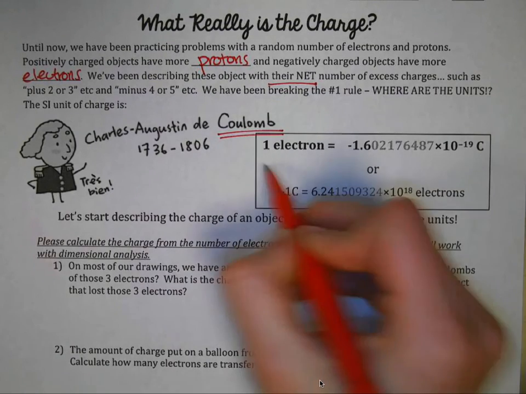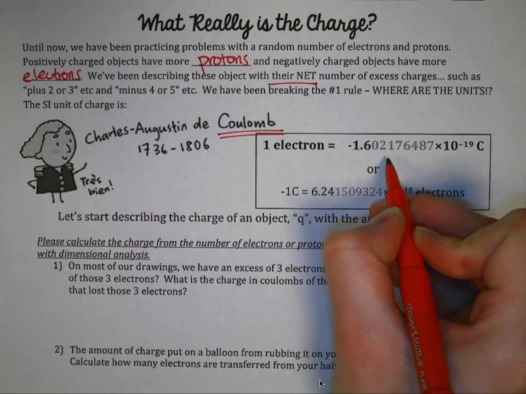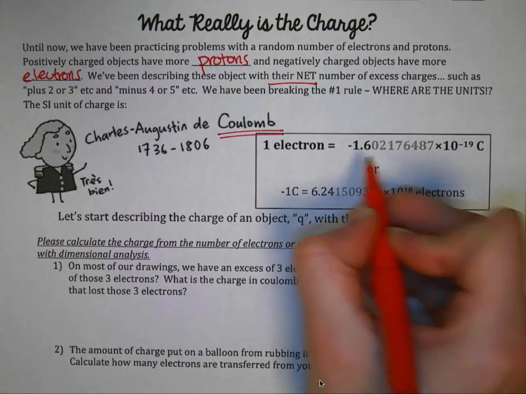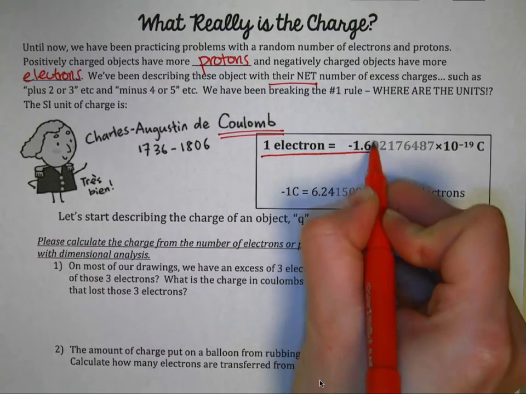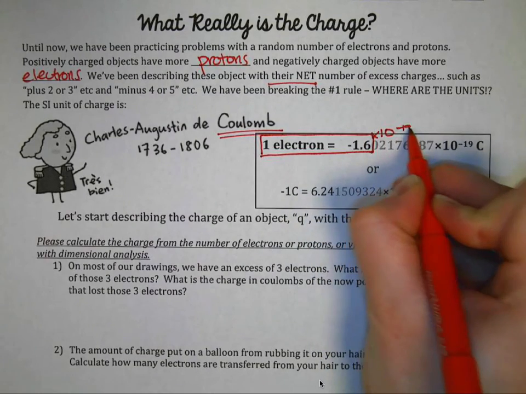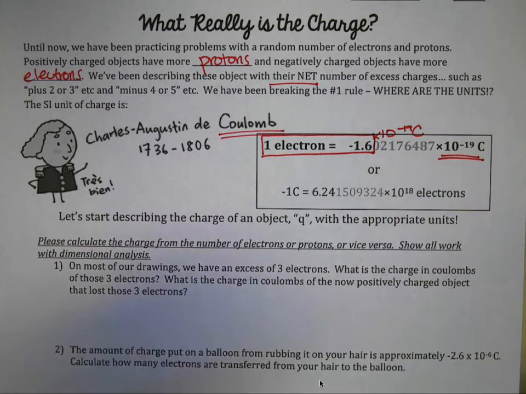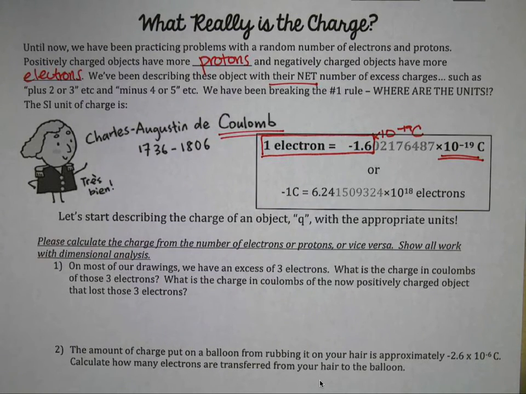So one electron has a charge of negative 1.602176487 times 10 to the negative 19th coulombs. Or we can just simplify it to negative 1.6 times 10 to the negative 19th coulombs. You do not have to include that many significant figures. So don't forget the times 10 to the negative 19. That means that one electron is a really, really small number of coulombs.